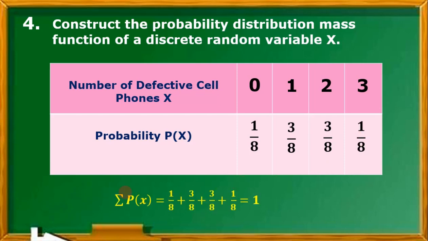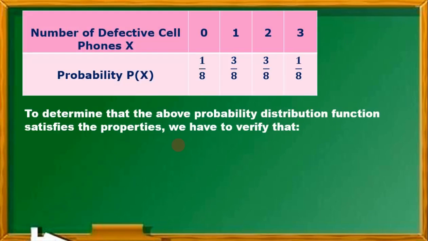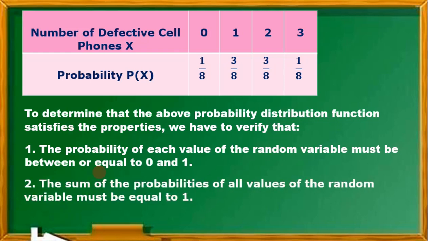So note that if we sum this up, 1 plus 3 plus 3 plus 1, it's 8/8, or simply equal to 1. So property number 2 of the probability distribution table was satisfied. In this case, to determine that the above probability distribution function satisfies the two properties, we have to verify them, and we already verified that. These are the properties that this particular example number 1 satisfies. So then we can say that this is a probability distribution function of the experiment in example 1.